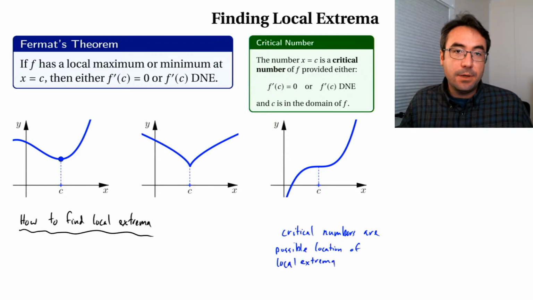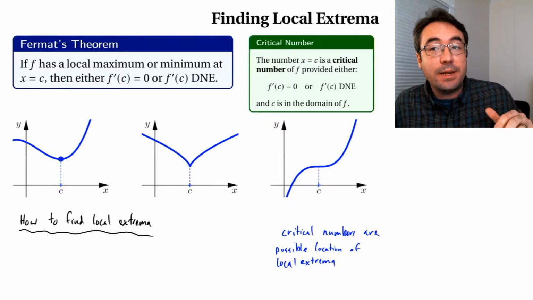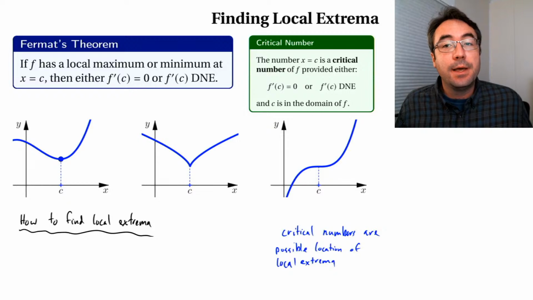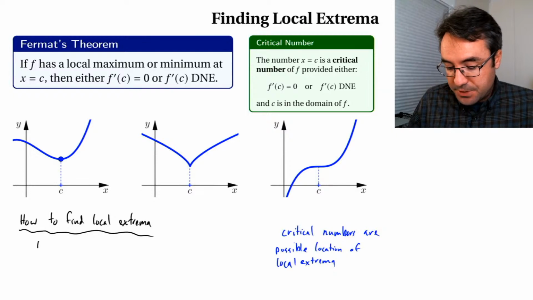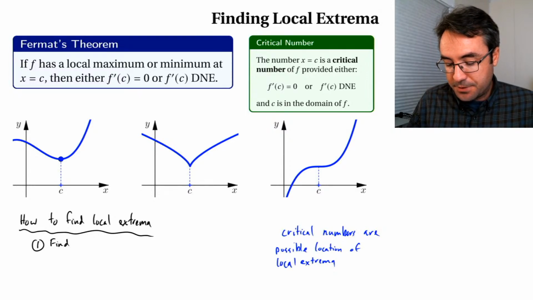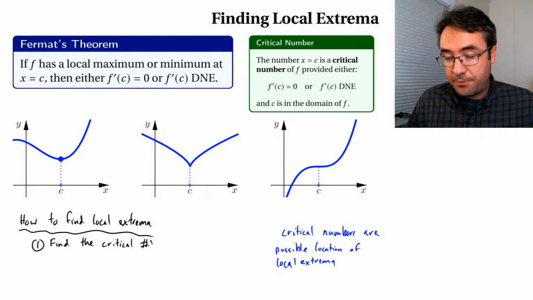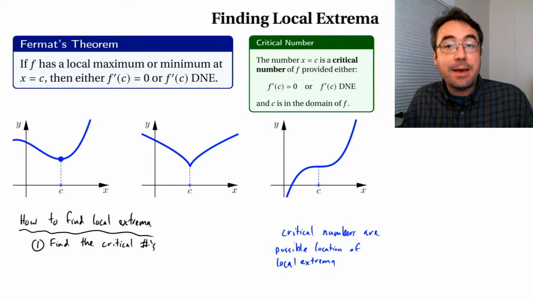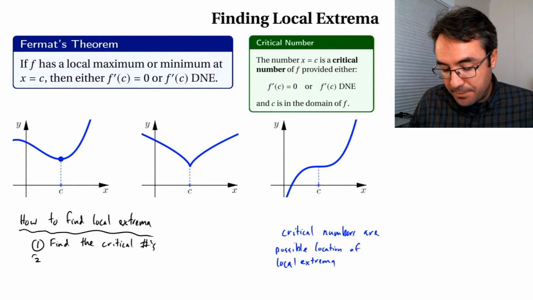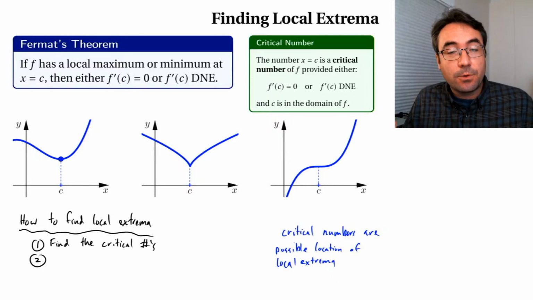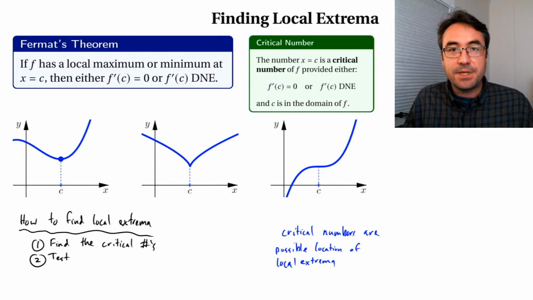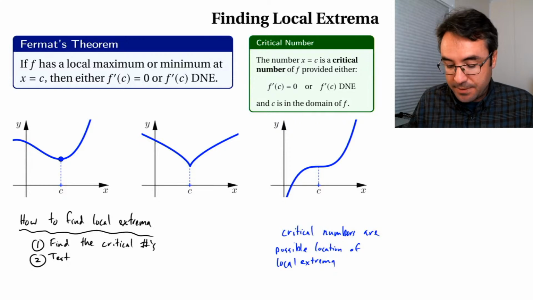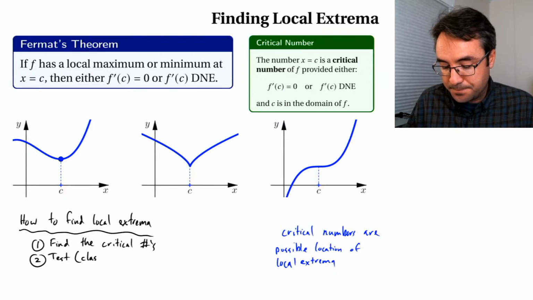So we might have a local max or a local min at a critical number, but we might not. We don't know. And so the steps we're going to take to find local extrema: step 1, we're going to find our critical numbers. Those are the possible locations where, if we're going to have a local max or local min, it has to happen at a critical number. And then the second part is we're going to test or classify those critical numbers. And that's the main focus of this section, what are those tests that allow us to classify the critical numbers.